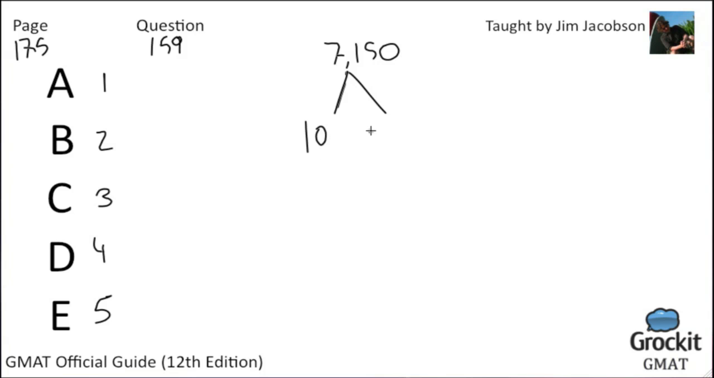Anyway, this is equal to 10 times 715. 10 itself has the prime factors 2 and 5. 715, well, it's divisible by 5 at least, so we divide by 5. 5 times, let's see, that equals 143. 143 is ugly, but it turns out to be divisible by 11, and it is 11 times 13.